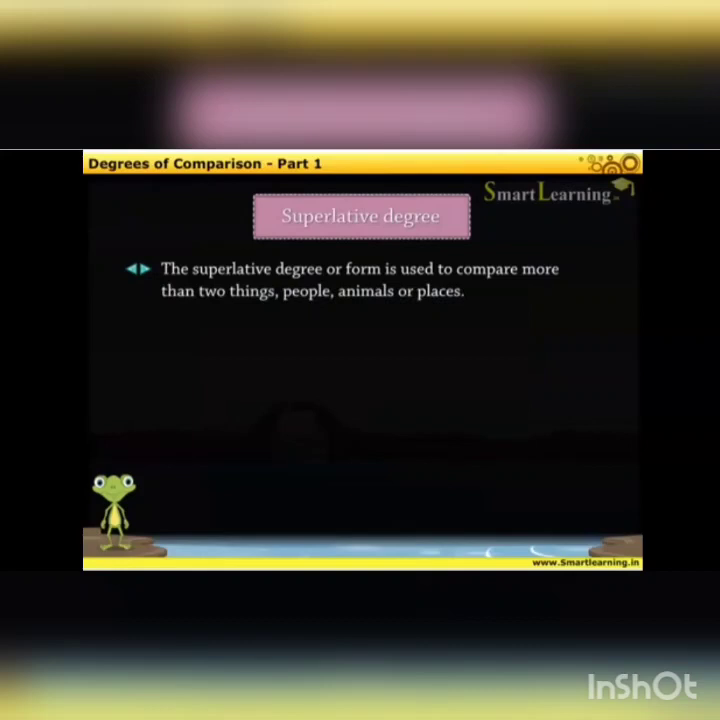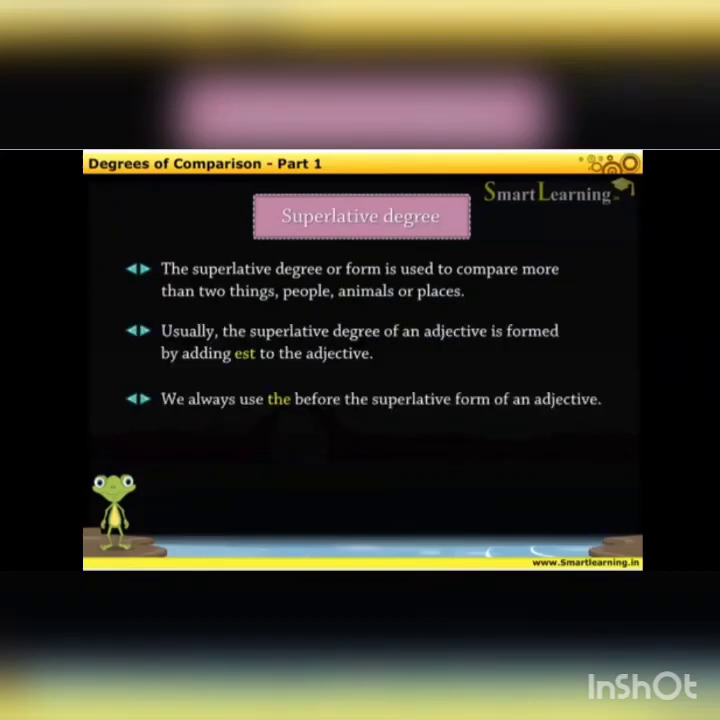Next is the superlative degree. Let's see the rules of the superlative degree. The superlative degree is used to compare more than two things, people, animals or places. In comparative you are comparing only two people, two places, two animals, two things. In superlative it is more than two. Earlier also we saw the trees, the plants, there were three plants, more than two. So when more than two comes, it is called the superlative degree.